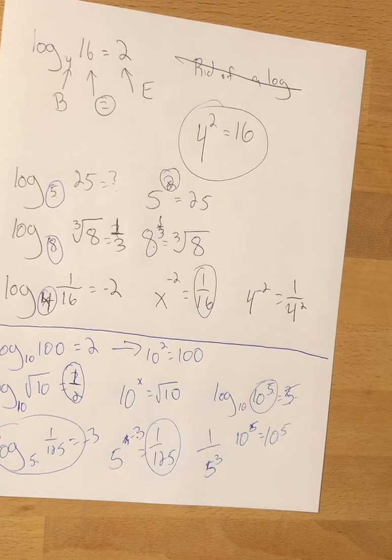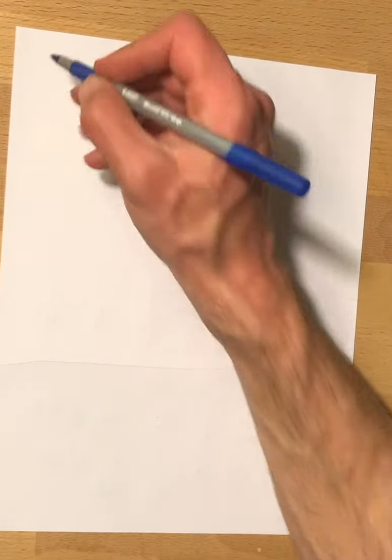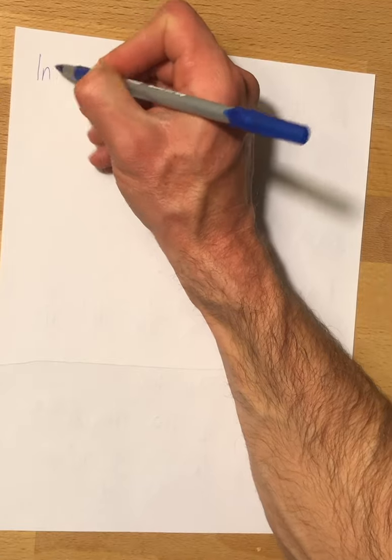I think you guys can fill in the pieces now with common logs. What I'm going to talk to you about now looks a little more in depth, but it really isn't too much more in depth. It's called natural logs. On your calculator, natural logs look like this: ln.